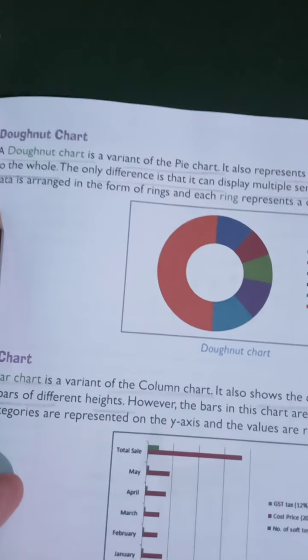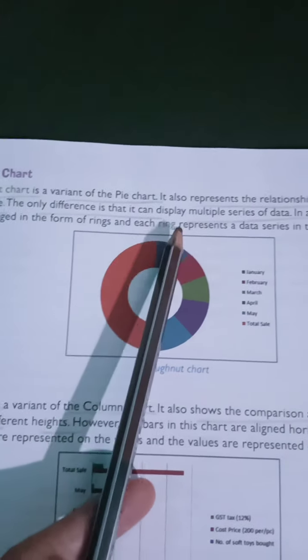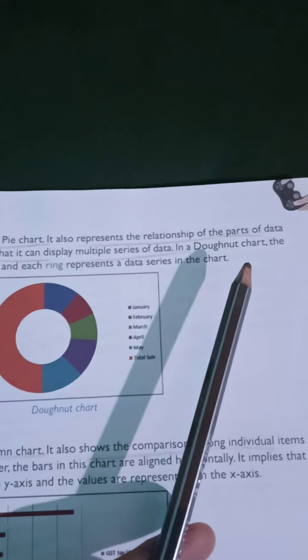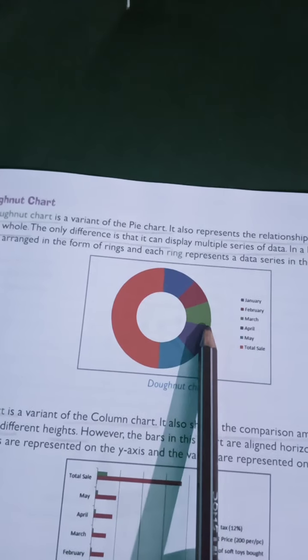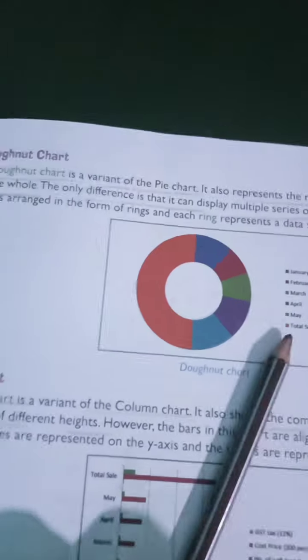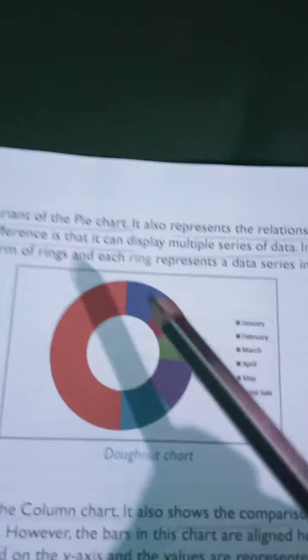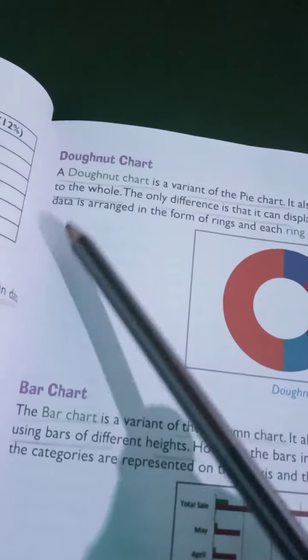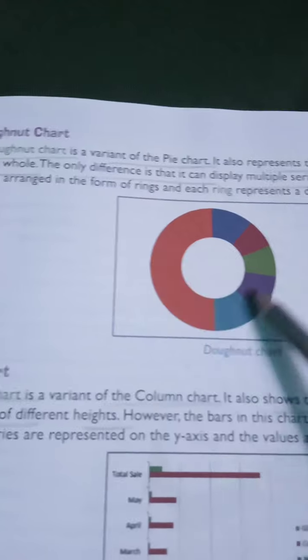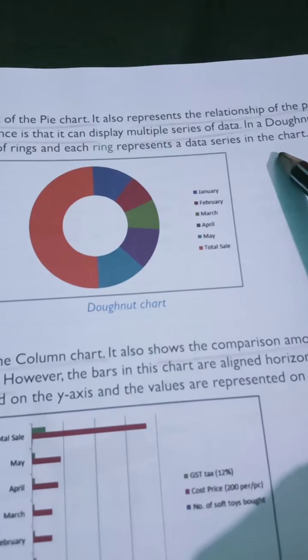Next is the Doughnut chart. A Doughnut chart is a variant of the pie chart. It also represents the relationship of parts of the data to the whole. As you can see, we have the different parts here. The only difference between a pie chart and a doughnut chart is that it displays multiple series of data. In a doughnut chart, the data is arranged in the form of rings, and each ring represents a data series in the chart. Now this is the bar chart.